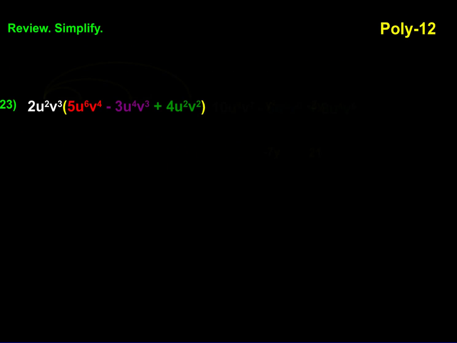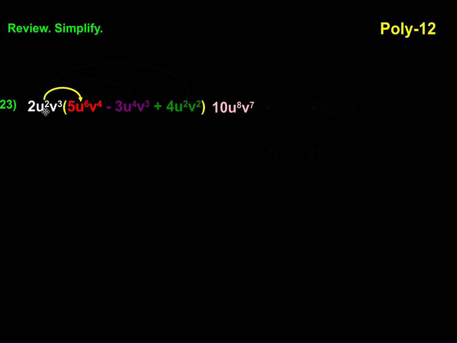And the last problem I'm going to cover, which is number 23, you're asked to simplify. So we are using the distributive property to take 2u to the 2nd, v to the 3rd, and distribute it to each part of this polynomial up here. So we'll start by applying this to 5u to the 6th, v to the 4th. And if we multiply this, we're multiplying the coefficients and adding the exponents. So 2 times 5 is 10, and for the u's, 2 plus 6 is 8. For the v's, 3 plus 4 is 7.